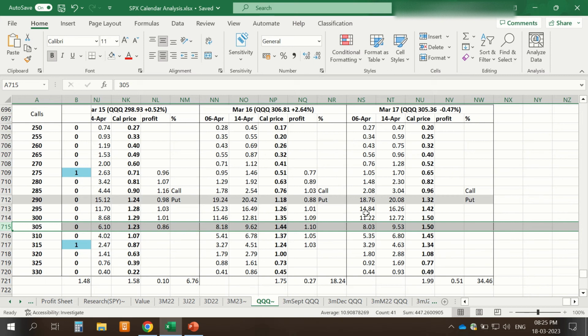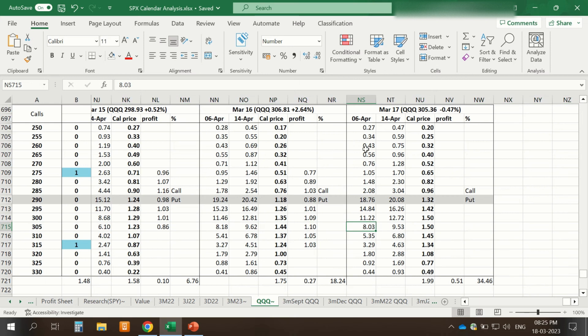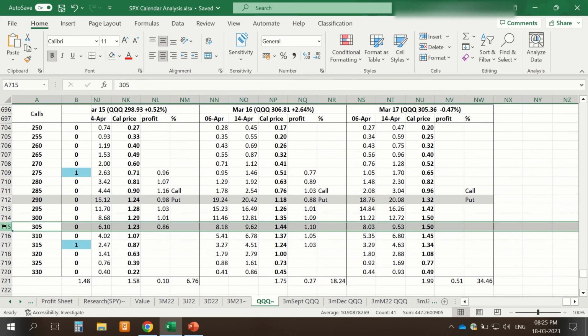Got it? So basically, this is what I do first. Let me repeat again. First of all, I am trying to calculate the straddle price. So 6th of April expiry. What is the at the money call premium? 803, correct? Here. So 305 is the at the money. So 305 was 803. Same 803.